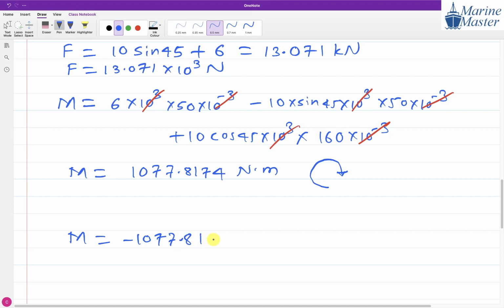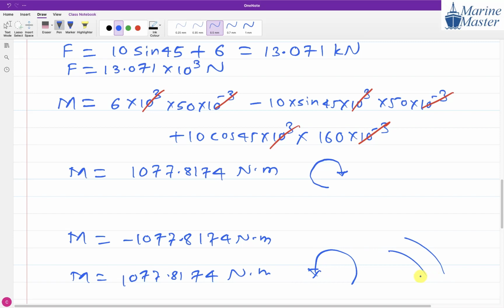Suppose we got a negative value, 8174 Newton meter. Then what will we write down? After getting a negative value, we will write down a positive value. I told you what we need: value and its direction. So instead of clockwise, the overall effect will be in the anti-clockwise direction. And in that scenario, the beam is going to bend in which direction? In the opposite direction. So that is what you have to remember.